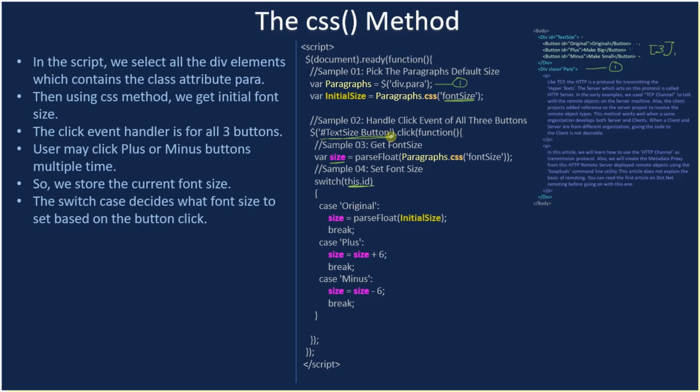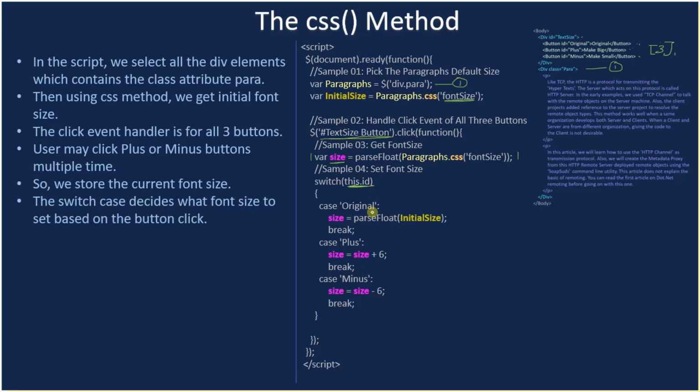We know that this will return an array of 3, and we are defining the click event handler, and we are writing code for all 3 buttons. That's why we need to know which button the user clicked, right? This will run for all 3 buttons, and inside, if you see, we wrote code for specific buttons. This.id will give us the button id. Based on that, we are forming the switch case: original, plus, or minus.